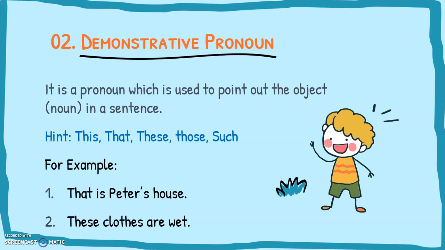Now in the first example, the word that, that means we take our finger and we point out, no? So that is Peter's house. So when we point at something, that word is called a demonstrative pronoun. Second sentence also, we stress on the word these. These clothes are wet. So this becomes a demonstrative pronoun.